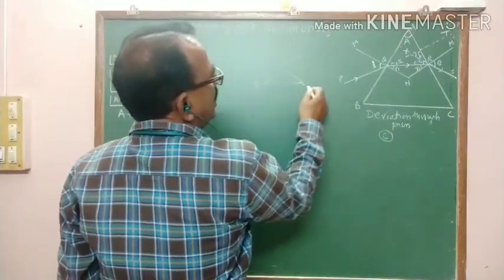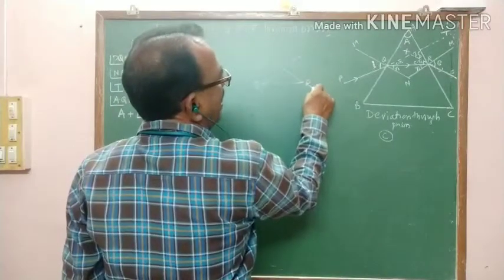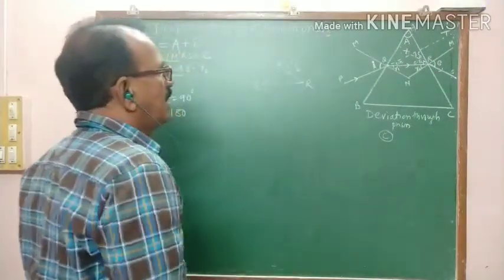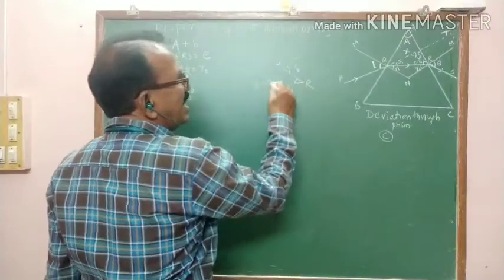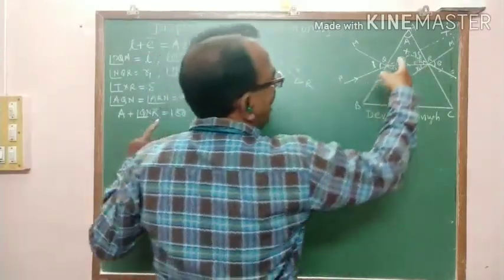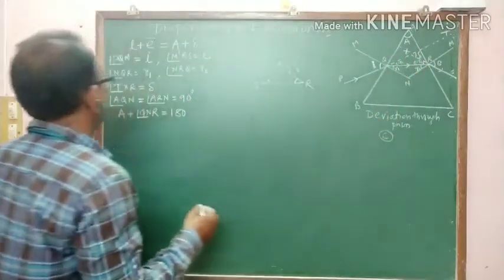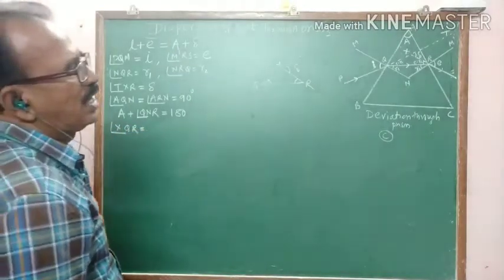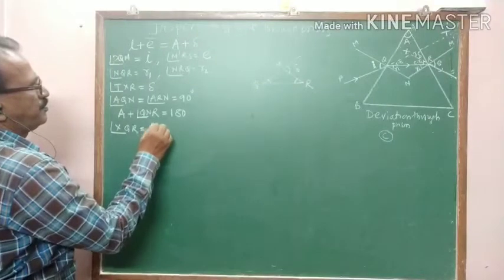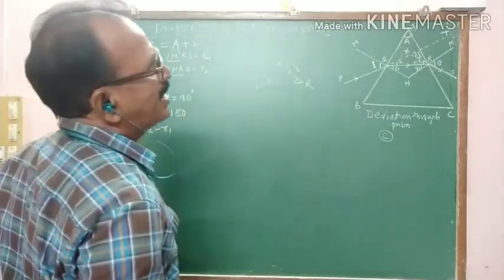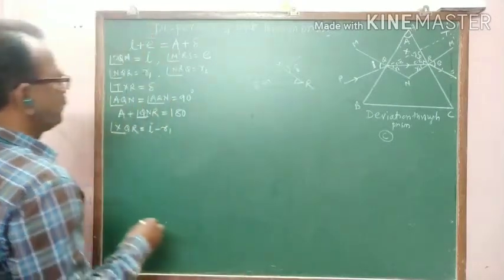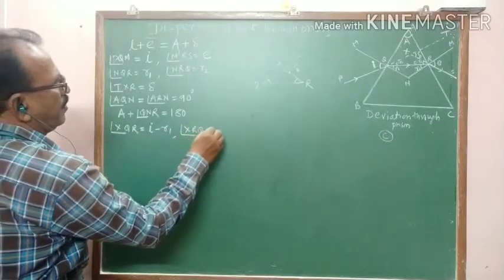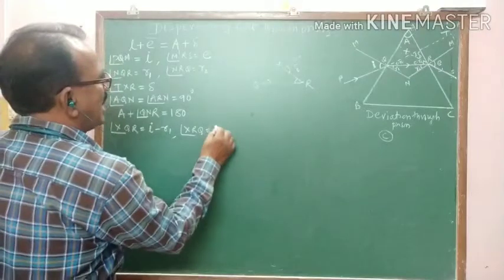Then according to the exterior angle, this is Q, here is E, here is R, and here is X. If this is delta, then angle XQR is equal to i minus r1, and angle XRQ is equal to e minus r2.